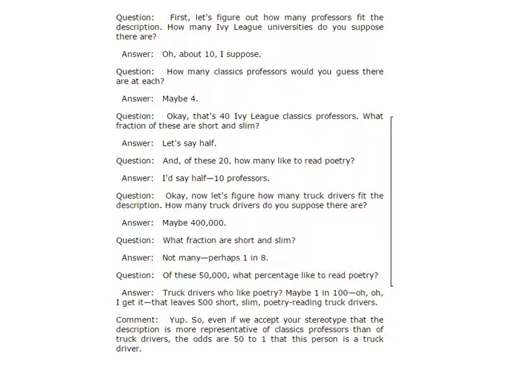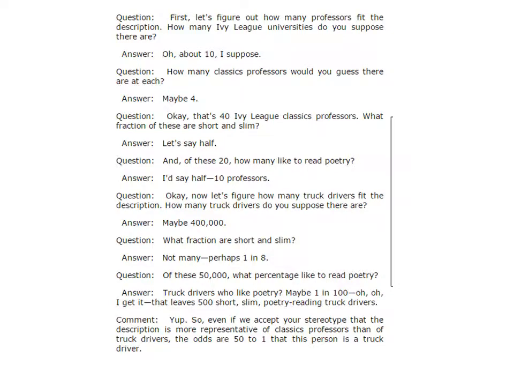Even if we accept our stereotype, that description is more representative of classic professors than of truck drivers, but the odds are 50 to 1 that the person is a truck driver. So when you actually take a look at what they represent, you had a representative idea of who that stereotype was. But when you actually look at the numbers of who it can be, you probably find out that the truck driver is more likely the answer. We have this idea, this representation of what we think, and that can skew whether or not we can make a decision.